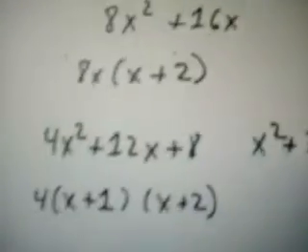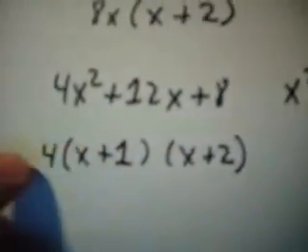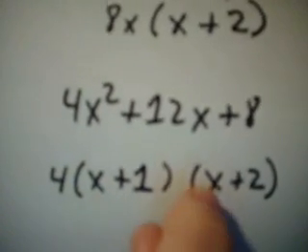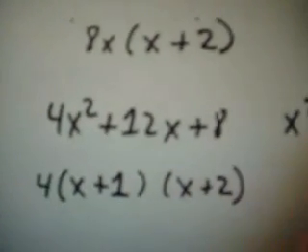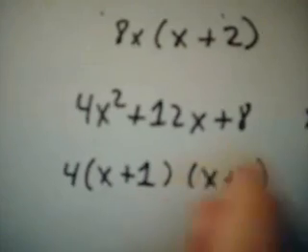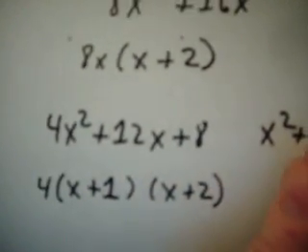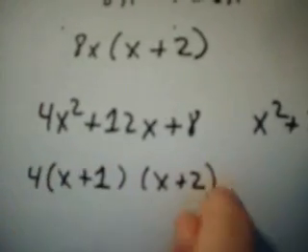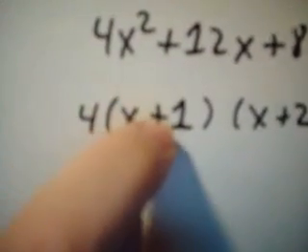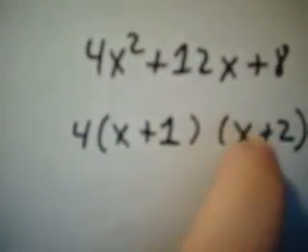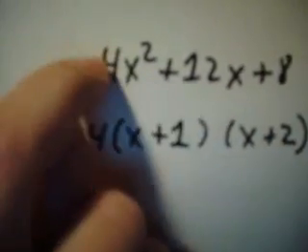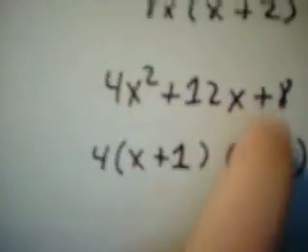And that's what we've done here. So, x plus 1 times x plus 2 gives you this. X times x gives you x squared. 1x plus 2x gives you 3x. And 1 times 2 equals 2. And there you have it. So you have 4 times x plus 1 times x plus 2, which gives you 4x squared plus 12x plus 8. And you can verify this for yourself.